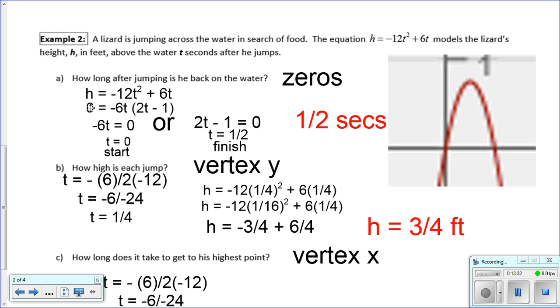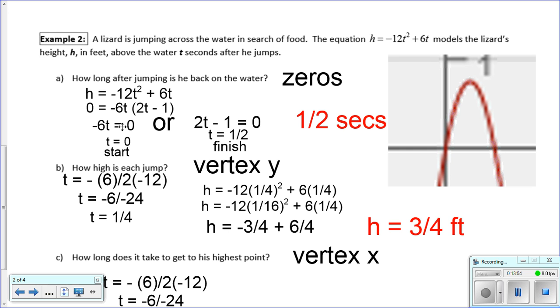Now, Magic X could work. However, there's an easier way. GCF. These two have something in common. They have a negative 6t in common. So I pull that out. I get negative 6t and 2t minus 1. Those are my two factors. I can't factor them anymore. So those are the things that I'm setting equal to 0.